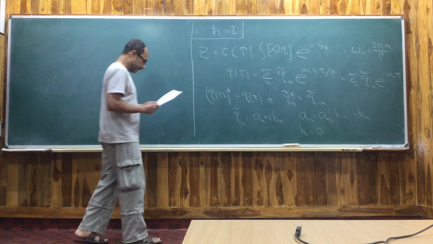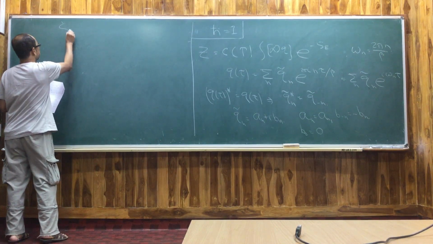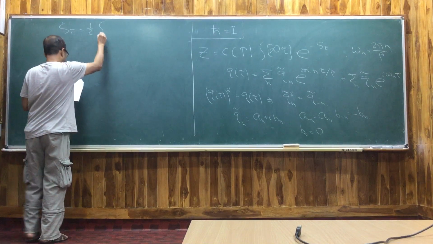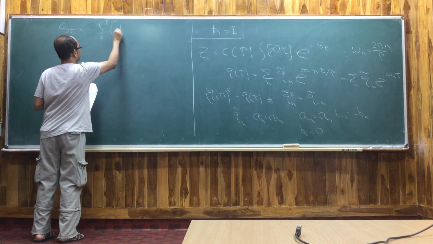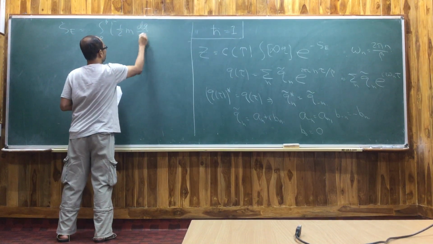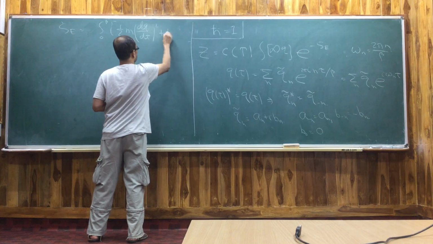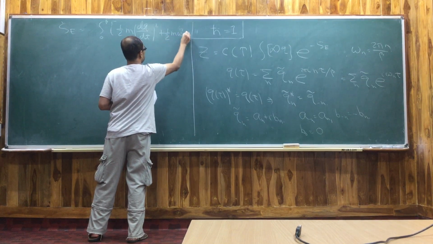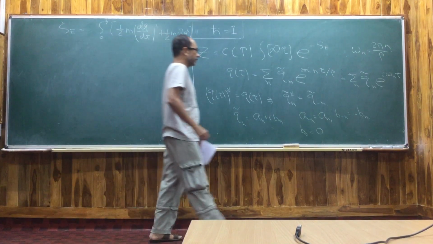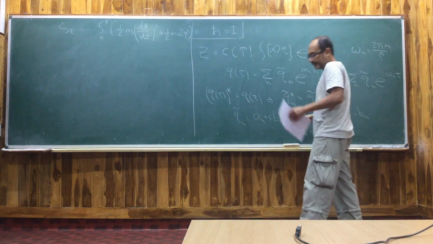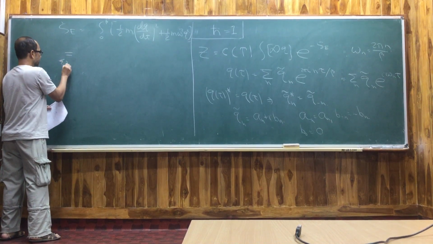Now in this we can calculate AC. So AC is the integral from 0 to beta of half m dq by d tau squared plus V of q, that is, half m omega squared q squared. Once you substitute, you can easily evaluate it. I'll leave it as an exercise to check this.